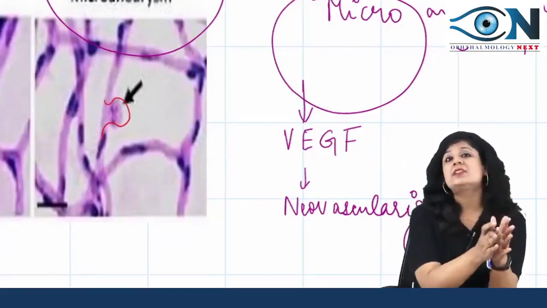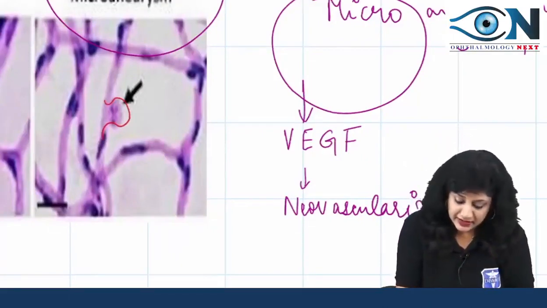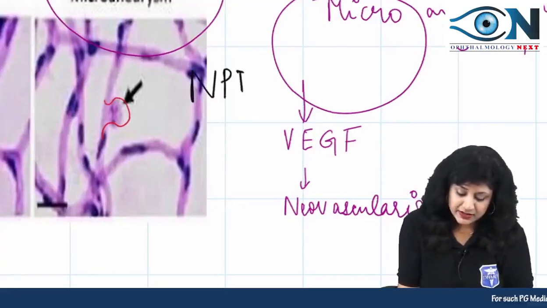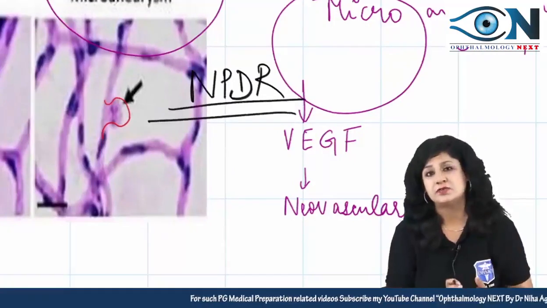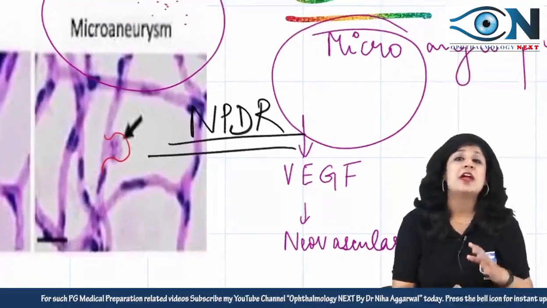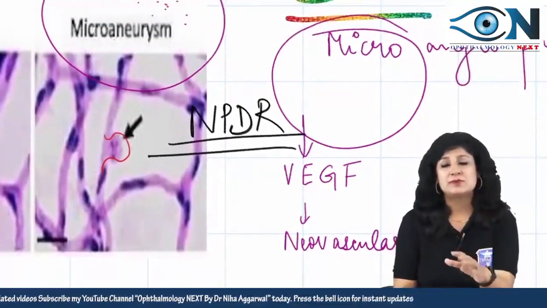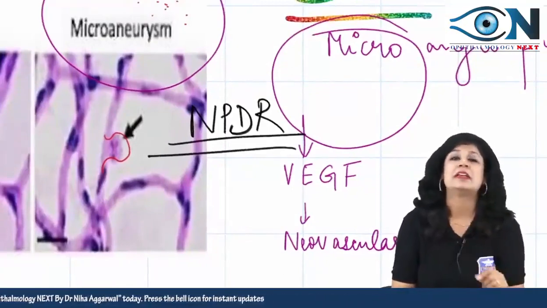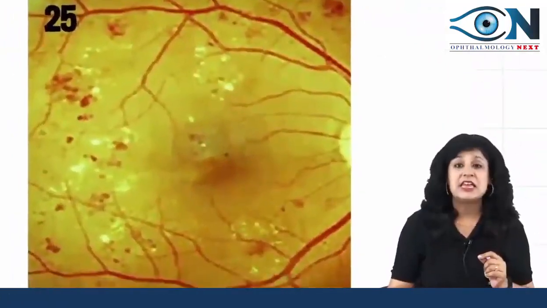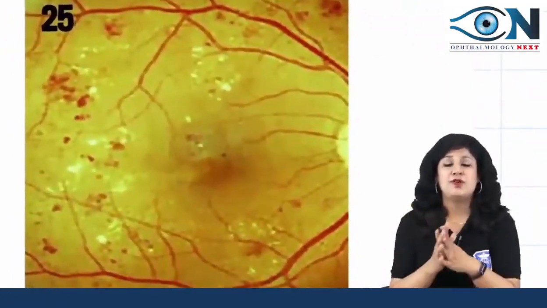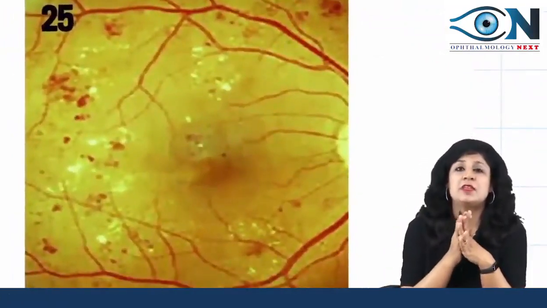Because it is the earliest finding, you are going to get it in the NPDR stage, because NPDR, or the non-proliferative stage, is the earliest stage of diabetic retinopathy. So if they are talking about microaneurysms, the first thing that comes to your mind is diabetic retinopathy. Alright, now if you see a typical fundus picture of diabetic retinopathy, what are the things that you are going to see?